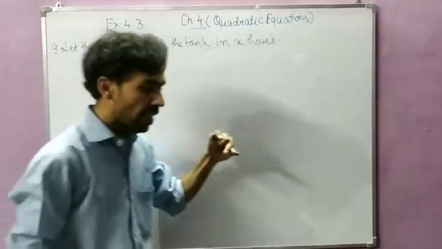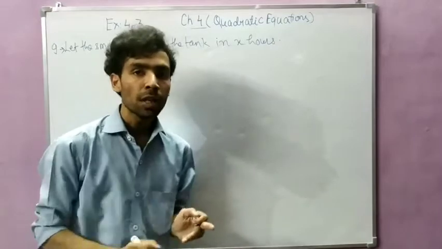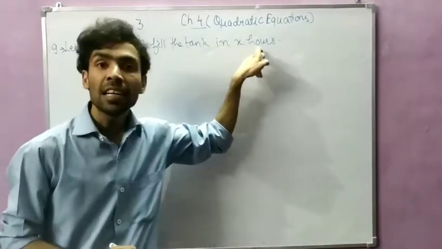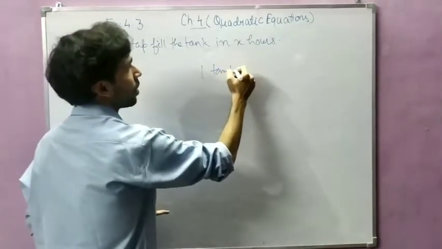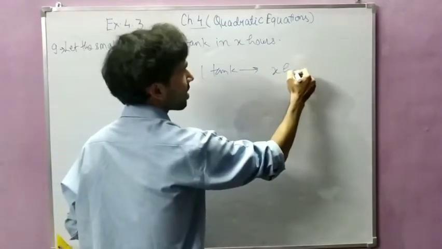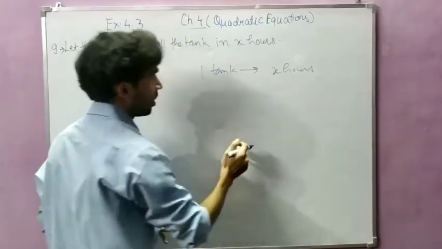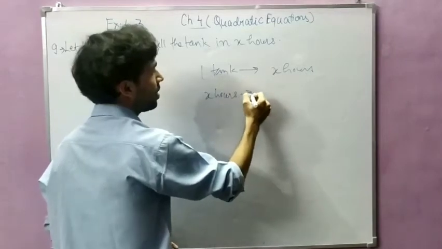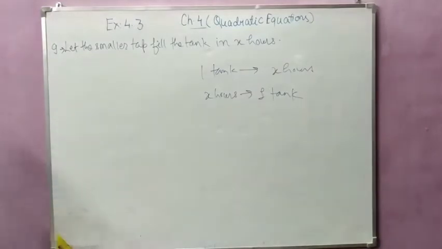So students, this question can be solved by the method of time and work. Time and work, I told you, now you have to calculate the 1 day work, because here hour is given. So our tank is filled in how much hour? X hours. Suppose one tank is filled in how much hours? X hours. Or we can write it reverse. So in x hour it filled one tank.